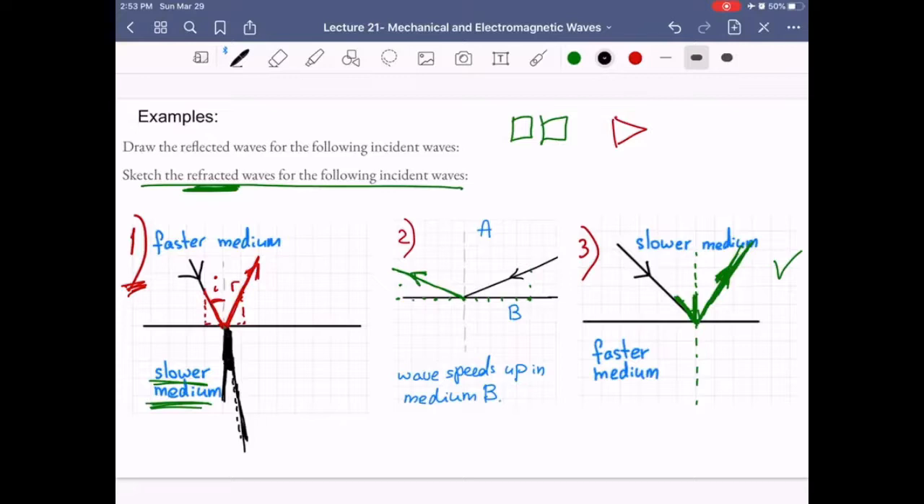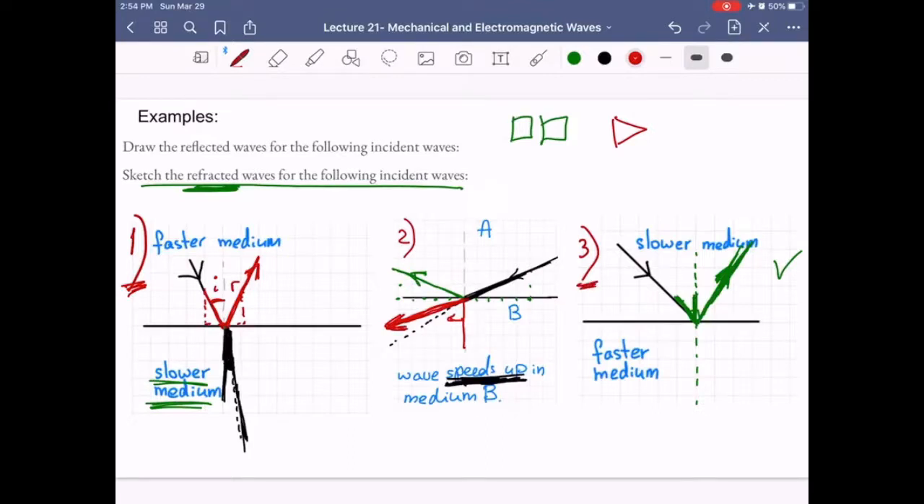And the second one would be, this is the incident ray. So the ray would not be carrying on in a straight line. The wave speeds up. So if it enters a medium where its speed is higher, it will bend away from the normal. So let me do it in red. So away from the normal, this is the normal, right? This is the normal, so away from the normal means that way. So the refracted wave would bend this way.